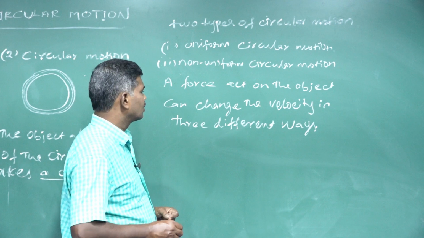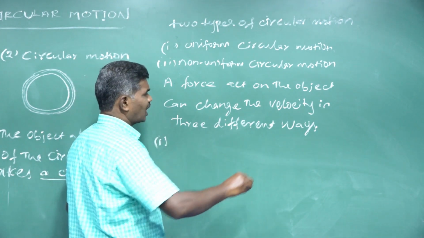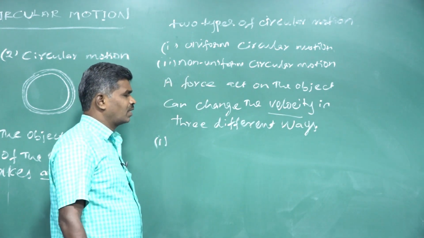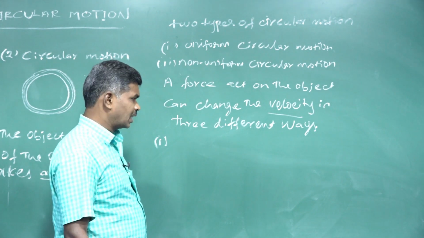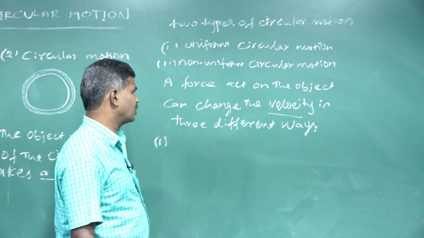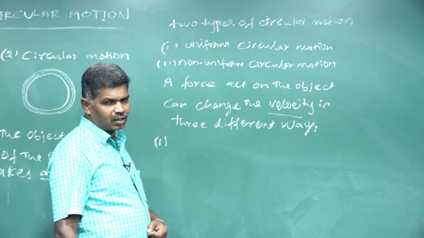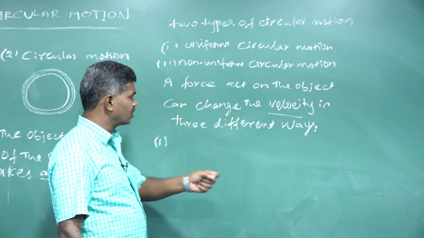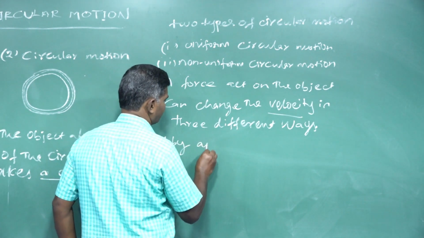There we have three different ways. First one: velocity is a vector quantity, we know that. So that's why velocity has both magnitude and direction. For the first way, we can consider that the velocity's magnitude only changes, without changing the direction, by the external force.